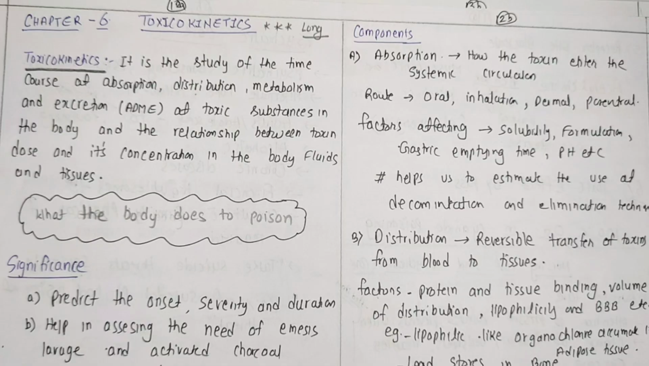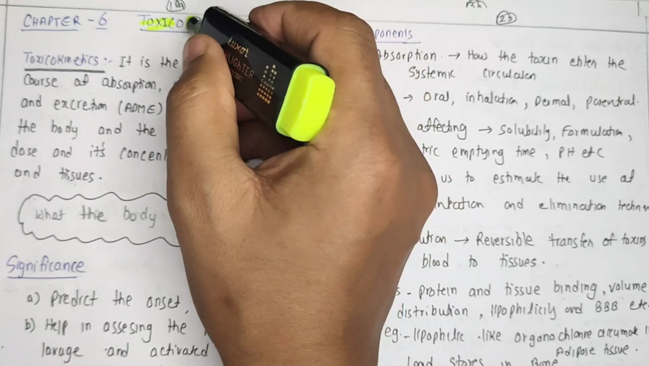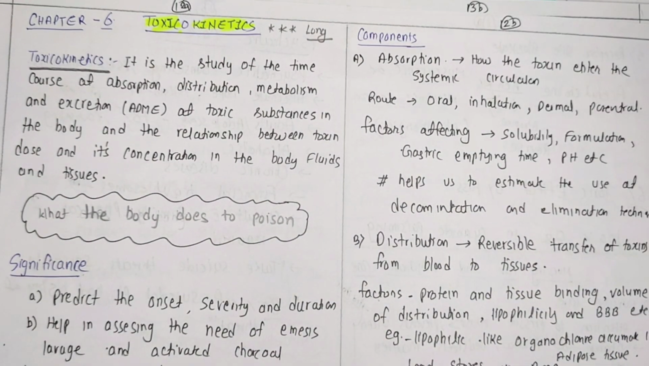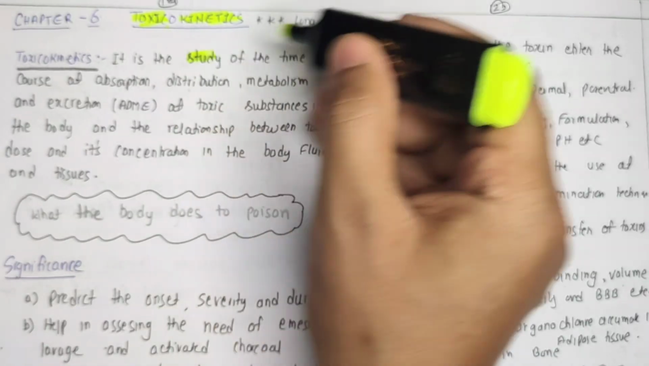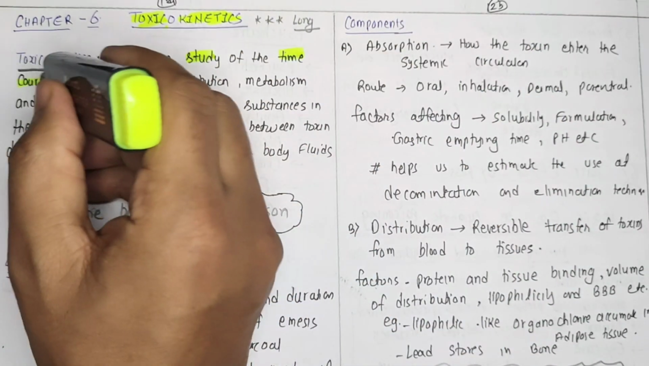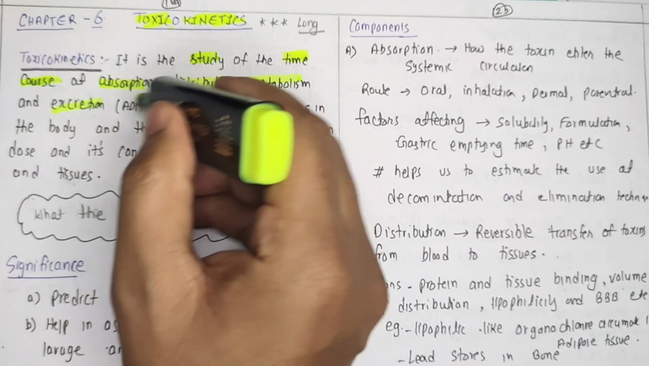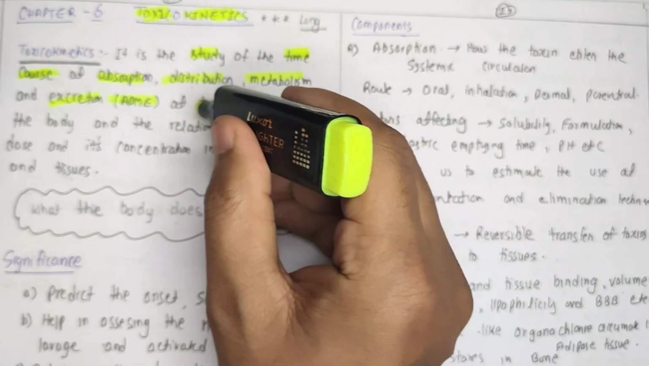If we break this term toxicokinetics, we get toxic and kinetics. We might have studied pharmacokinetics in pharmacology, and in parallel to that, this is the concept of toxicokinetics. So let's see the definition. It is a study of time course. What we are studying here is the time course of ADME parameters, that is absorption, distribution, metabolism and elimination of toxic substances.